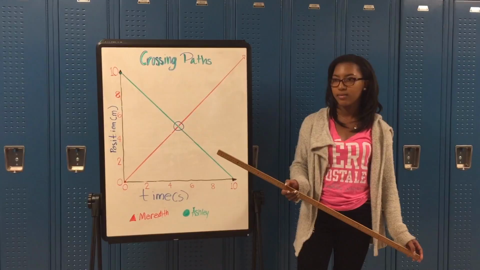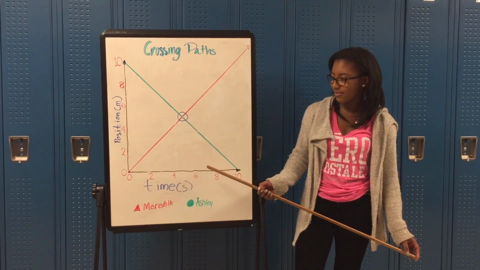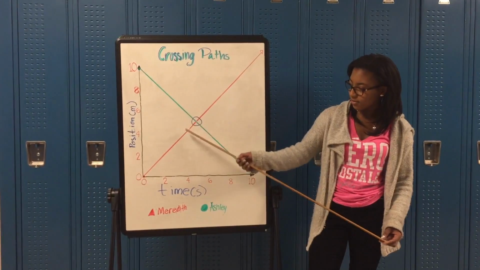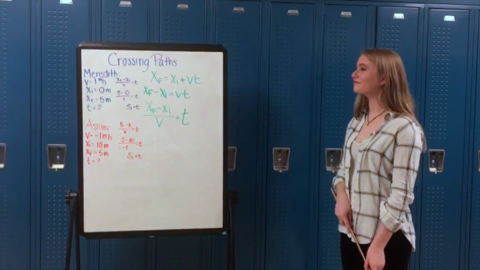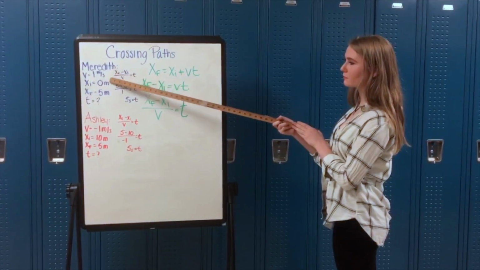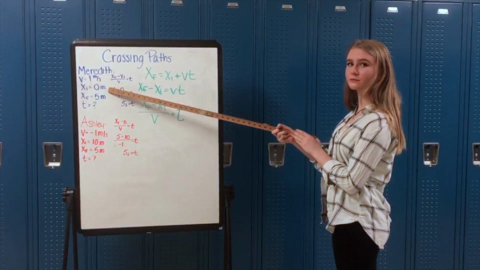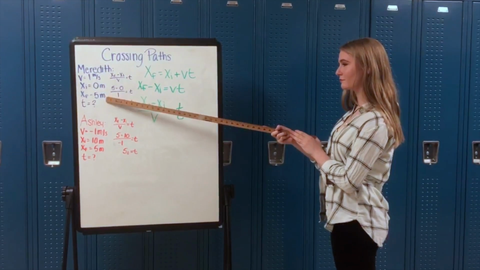Meredith is traveling in the positive direction. Ashley is traveling in the negative direction. The blue circle is where they cross paths. Because Meredith moves in the positive direction, her velocity is 1 meter per second. Her initial position is 0 meters, and because they cross paths at 5 meters, that will be her final position.